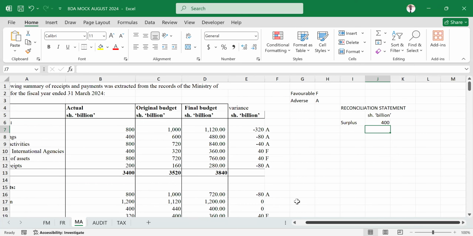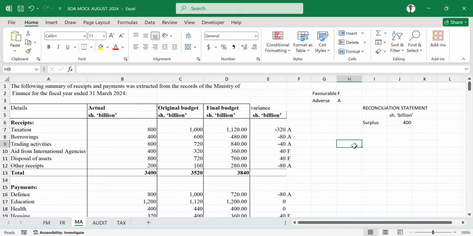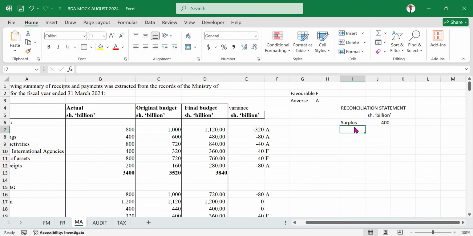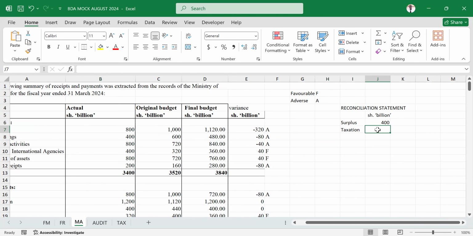And if you look at our figures here under the receipts, the first variance was on taxation of 320 billion, and it was an adverse variance. So we bring it here and talk about taxation, and we bring that variance of 320 adverse, because on that line, we overspent. So in our final budget, the figure was 1120, but we only received 800. We expected 1120, but we received only 800. So that's why we are running an adverse variance. So you bring that adverse variance here of negative 320.